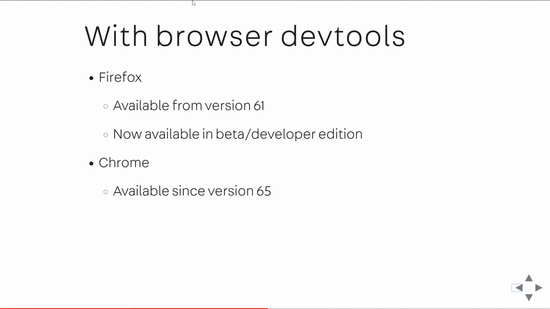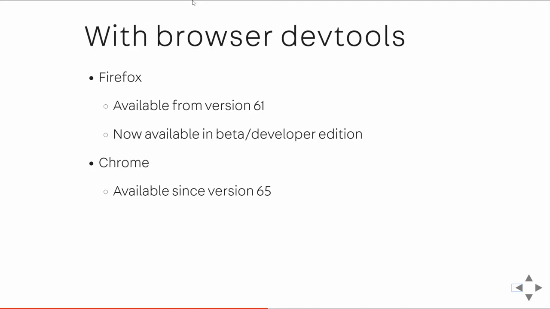You can test stuff in DevTools right in your browser. So Firefox has an accessibility pane added to DevTools in version 61, which should be out really soon now, or maybe today. I'm not quite sure. Didn't check this morning, but it should be out really soon. And Chrome has it as well. Oh, and Firefox has it already available in the beta version or the developer edition. And I will show that to you soon.